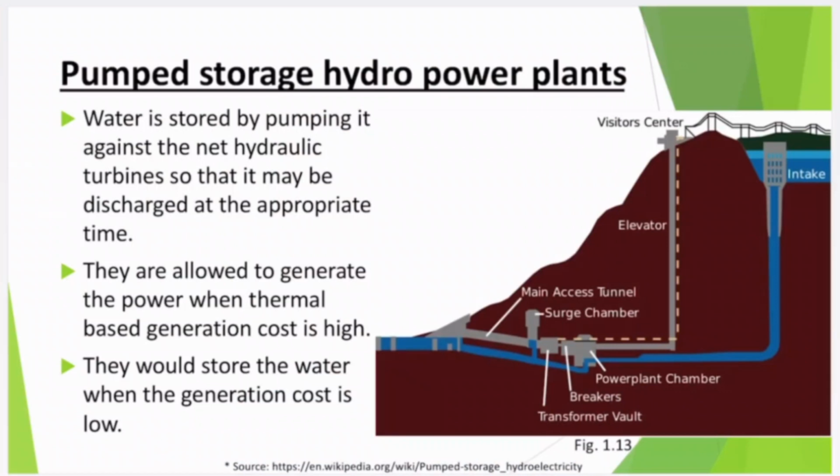Now, this is one interesting thing, that is pumped storage hydropower plants. Similar to a cogeneration power plant, this power plant is also interesting. What is a cogeneration power plant? Cogeneration power plants are nothing but thermal power plants, but they also produce some additional steam along with electricity. Similarly, the pumped storage hydropower plant is nothing but a hydropower plant with some additional features.